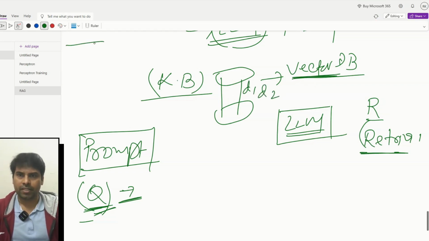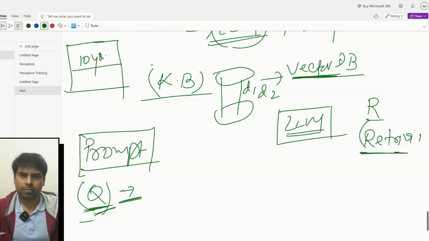Let's suppose I have a page, just as an example, about my 10 years of revenue history. I'm running a hotel business and I have this document, suppose in PDF format, with 10 years of my revenue history. And I'm inserting this document into my vector database in terms of vectors.